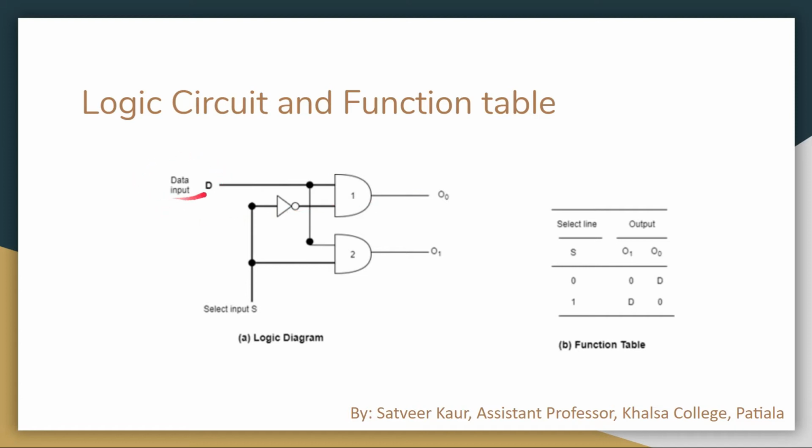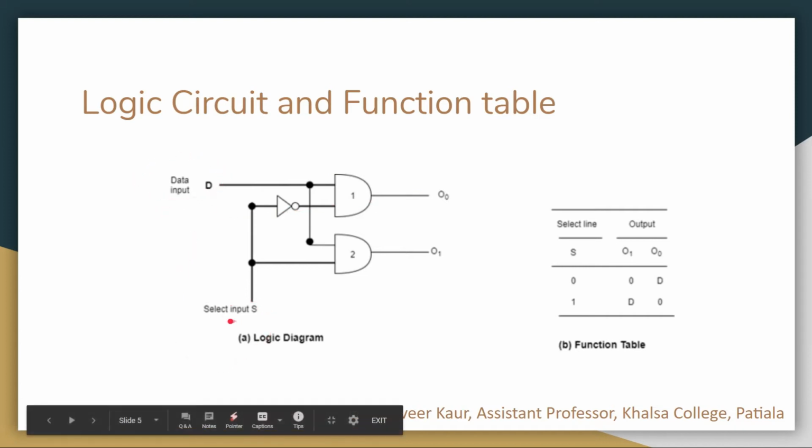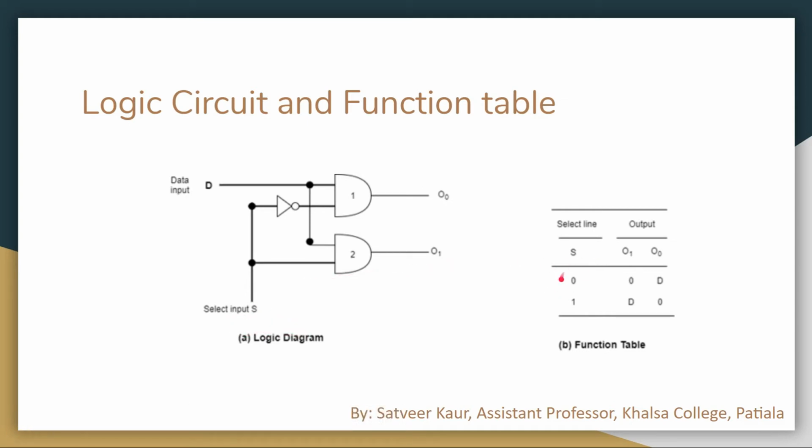Here there is one data input and one select input S. If the value of S is 0, then gate 1 will be enabled, and the output will be O0. But if the value of S is 1, then gate 2 will be enabled and gate 1 will be disabled, so the output will be switched to output number 1.